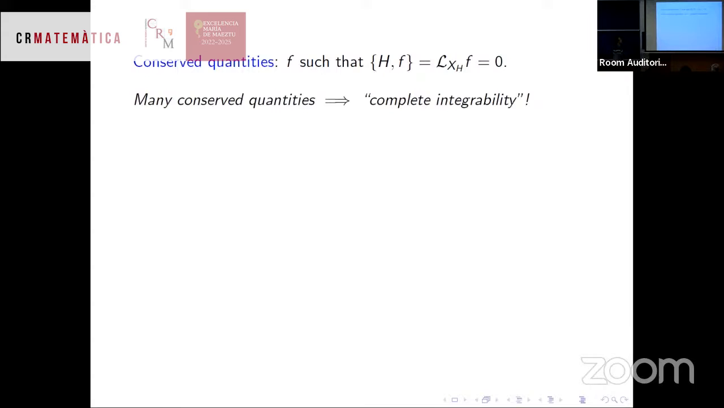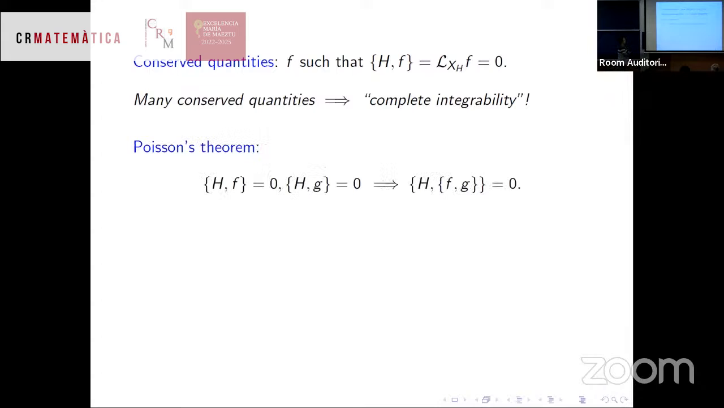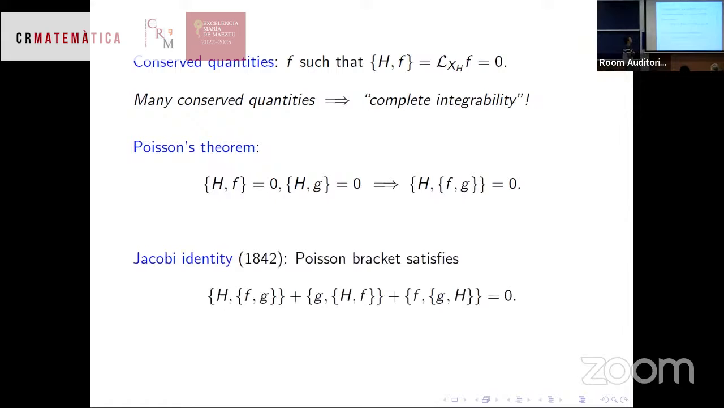And then in this context, there was a theorem that Poisson was able to prove using this kind of shorthand notation for that expression. The theorem was the following: if you know a conserved quantity F for the Hamiltonian H, and you know another one, G, if you take their Poisson bracket, that's a new function that's also a conserved quantity. So you can produce new conserved quantities out of old ones. That's one of the things that he could do with this notation.